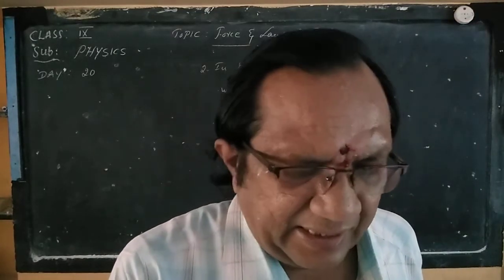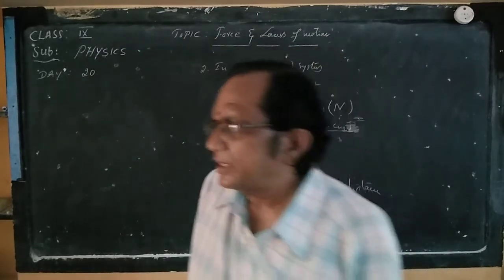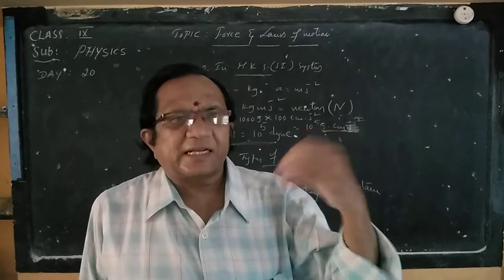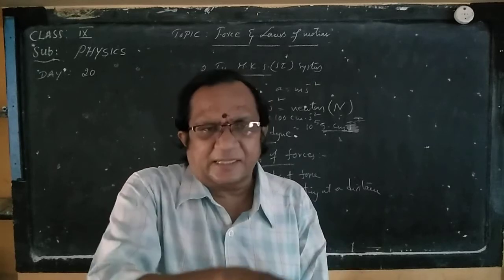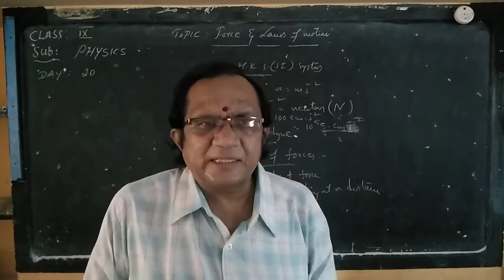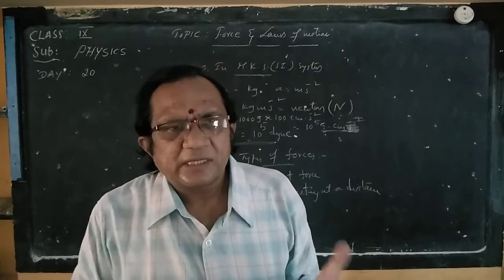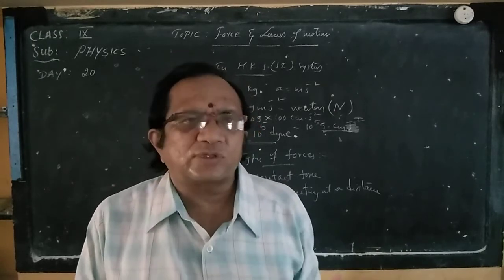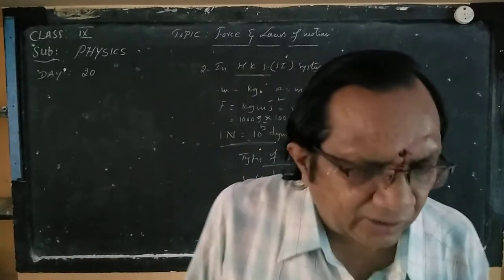Now force acting at a distance means, for example, magnetic force, gravitational force, electrostatic force. All such kinds of forces are said to act at a distance. For example, a magnet is placed here and iron filings are at a certain distance. What happens? The magnet attracts the iron filings. So the force acts between the iron filings and the magnet at a certain distance. Gravitational force is also a force acting at a distance.